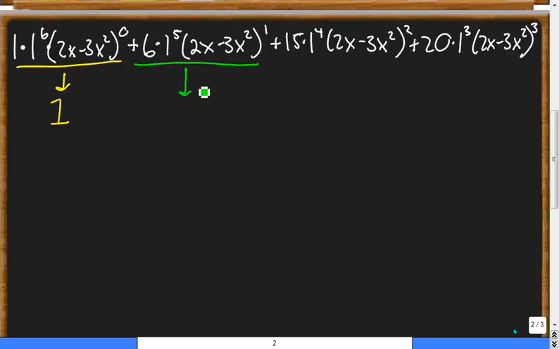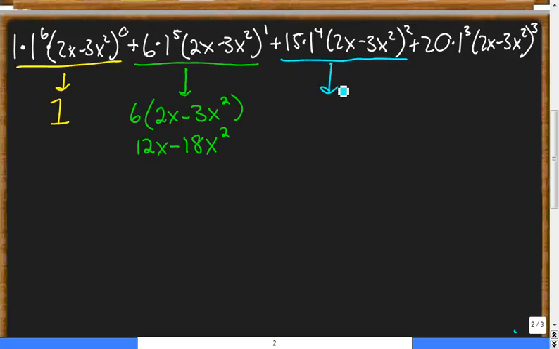Now, this next part, we have 6 times 1, so that's 6. So we've got 6 times 2x minus 3x squared, which is the same thing as 12x minus 18x squared. Really nice. Now, this part is a little more complicated. We've got 15 times 1, so we've got 15.